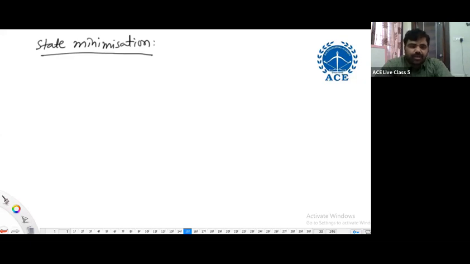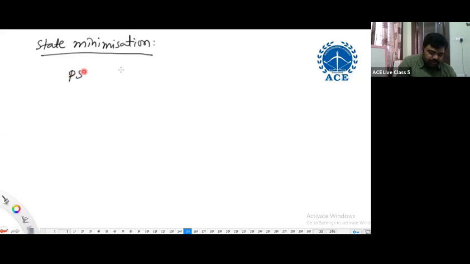State minimization. It may be given as a state diagram or a state table. Even though a state diagram is given, the first thing you need to do is write a state table. After writing the state table, listen carefully to what you are observing.